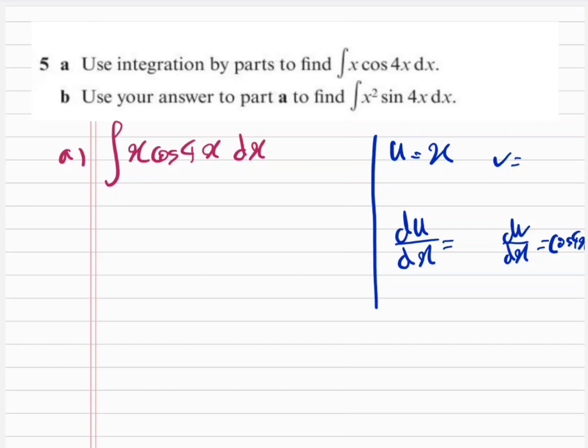And then we need to find v. We always make two choices, u and dv by dx, and then we find the other two. So du by dx is equal to 1, and for dv by dx, when we integrate cos 4x, we get 1 over 4 sine 4x.